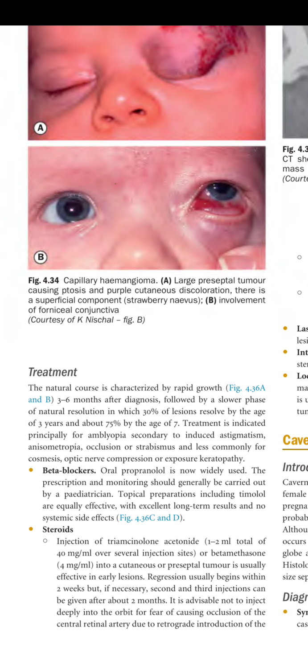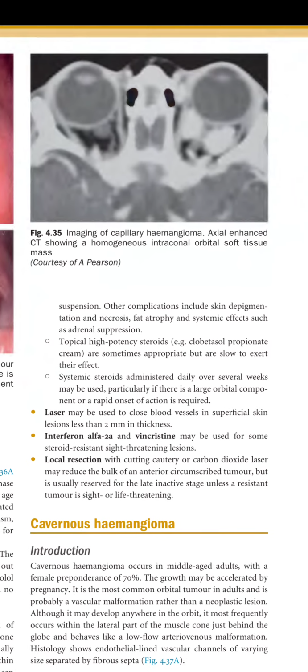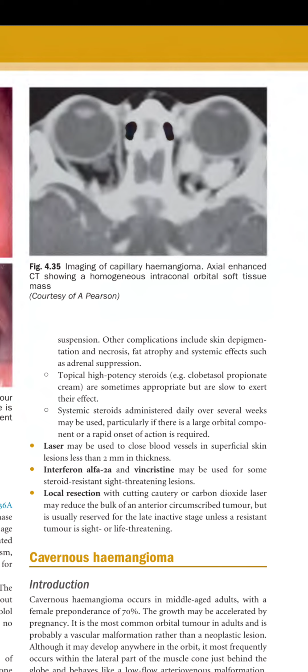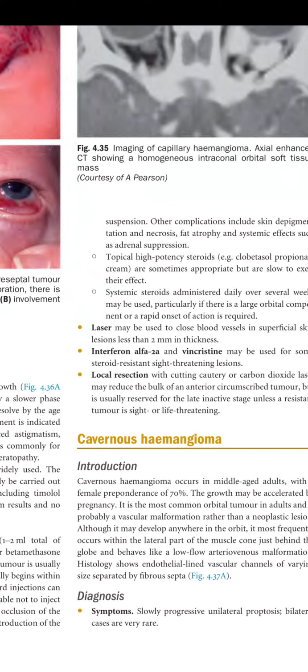It is advisable not to inject deeply into the orbit for fear of causing occlusion of the central retinal artery due to retrograde introduction of the suspension. Other complications include skin depigmentation and necrosis, fat atrophy, and systemic effects such as adrenal suppression. Topical high potency steroids such as clobetasol propionate cream are sometimes appropriate but are slow to exert their effect. Systemic steroids administered daily over several weeks may be used, particularly if there is a large orbital component or a rapid onset of action is required. So you can give the steroid injection as well.